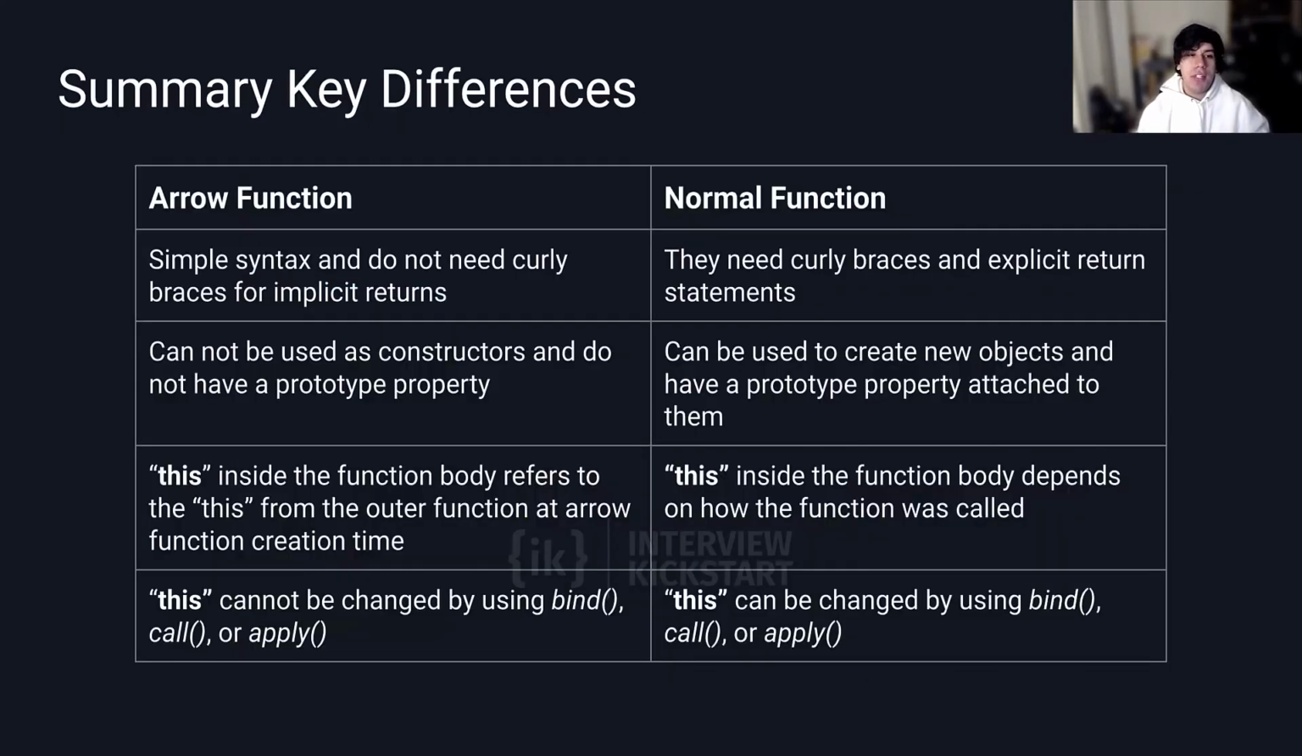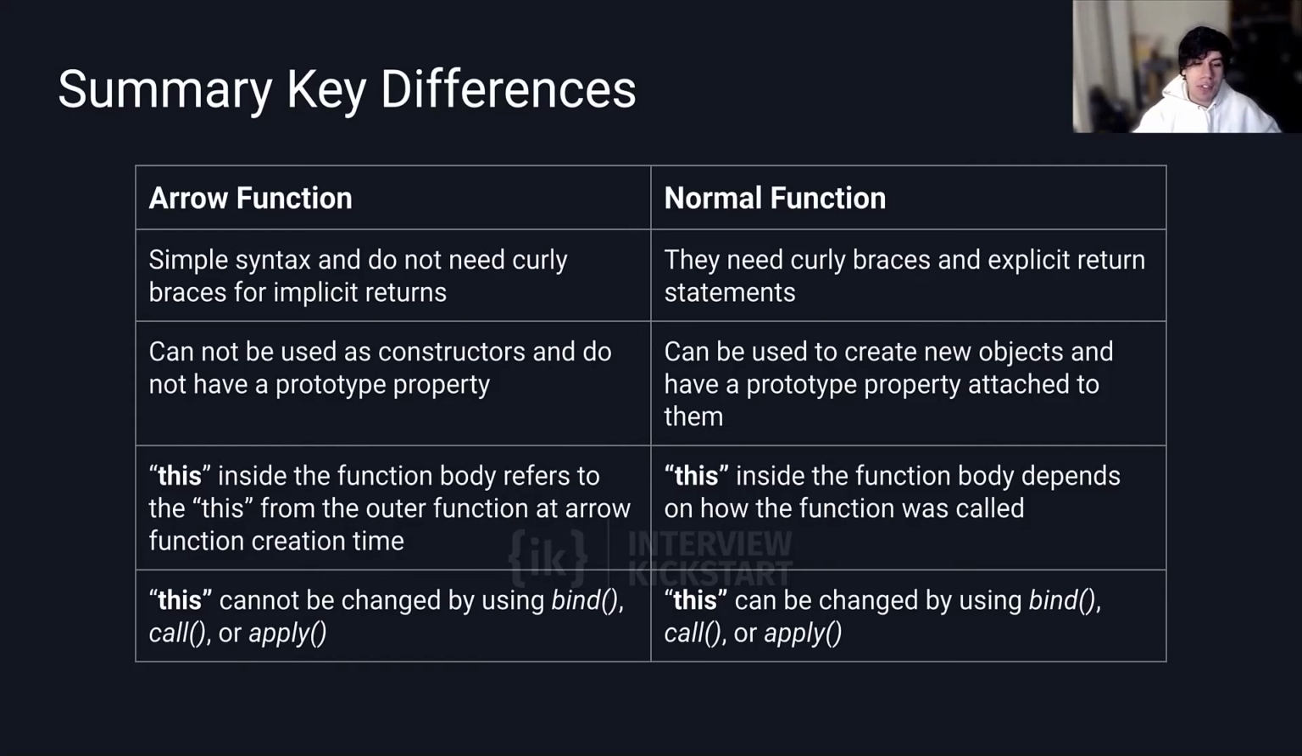Okay, so let's summarize some of the key differences. Arrow functions have a simple syntax, and they don't need curly braces for implicit returns, whereas normal functions do, right? It's not optional. You need the curly braces, and you need to explicitly return your statements. Arrow functions cannot be used as constructors, and they don't have a prototype property, whereas normal functions, of course, can be used as constructors, and you can build an entire prototype chain just using functions. With that said, the modern way of doing it is using the ES6 class keyword, but under the hood, sometimes it's also just nice to know that we could recreate prototype chains just using functions.